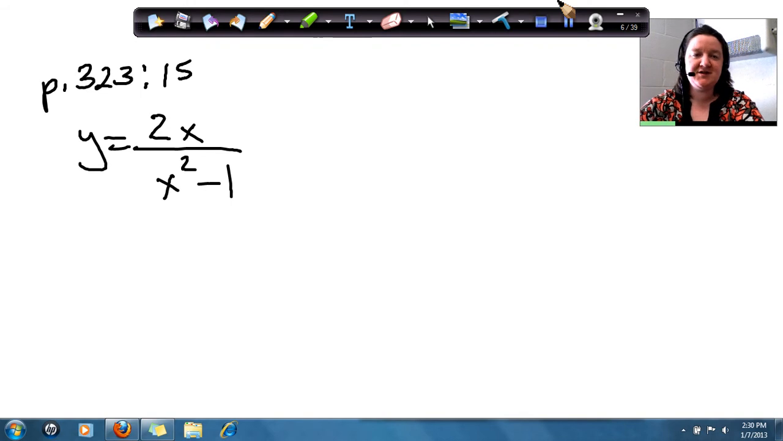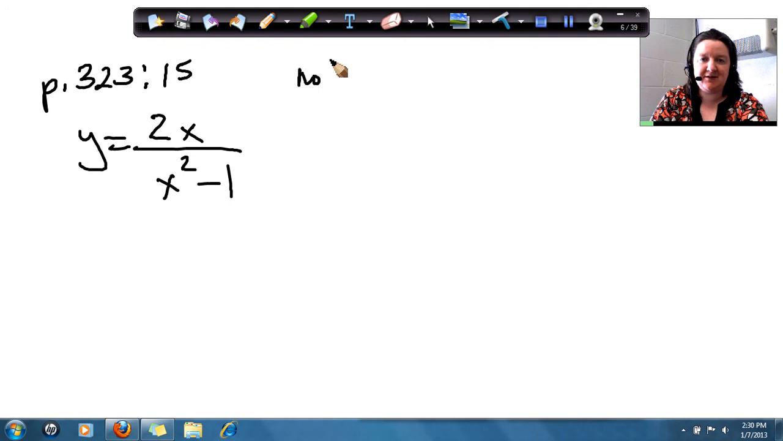Good afternoon. Let's look at page 323, question number 15. Now you'll notice on this question that the exponent has a smaller power on the top than the bottom. So that means that we have no horizontal asymptote.